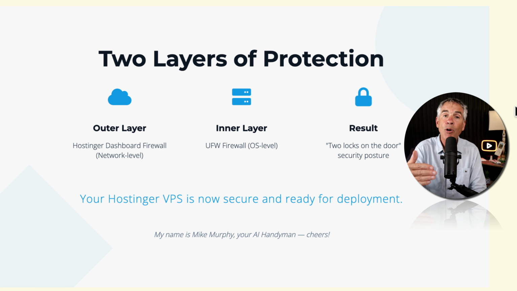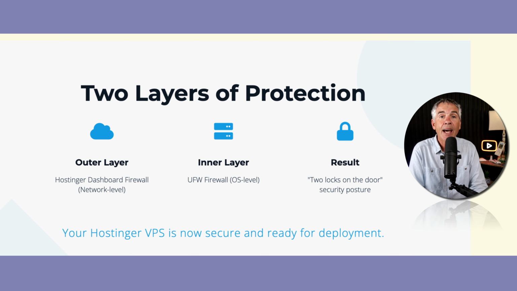You can now enjoy the peace of mind knowing that your VPS has two layers of protection. You have the outer firewall layer, which you set in the Hostinger dashboard, link in the description on how you set that up. That is the network level firewall on the outside. And now you have the inner firewall, UFW or Uncomplicated Firewall, that sits on your VPS operating system. That's two locks for added protection. And that is how you set up UFW on your Hostinger VPS, which is now secure thanks to the double lock protection.